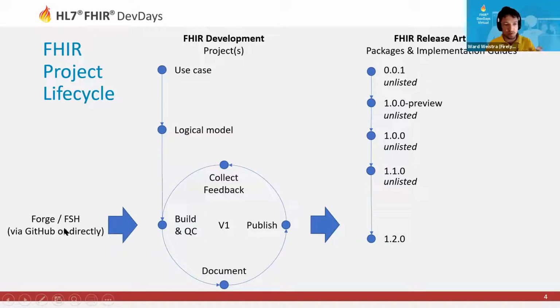You can build with Forge and Fish, etc. Either upload them directly to something like Simplifier or do that via GitHub. And then you will document, you will make your implementation guide, you will publish this as a package, what we discussed in the previous session. Then you get all these different versions of packages. And then you will collect feedback from people. And then you continue this cycle until the project has reached the end of its life cycle, basically.